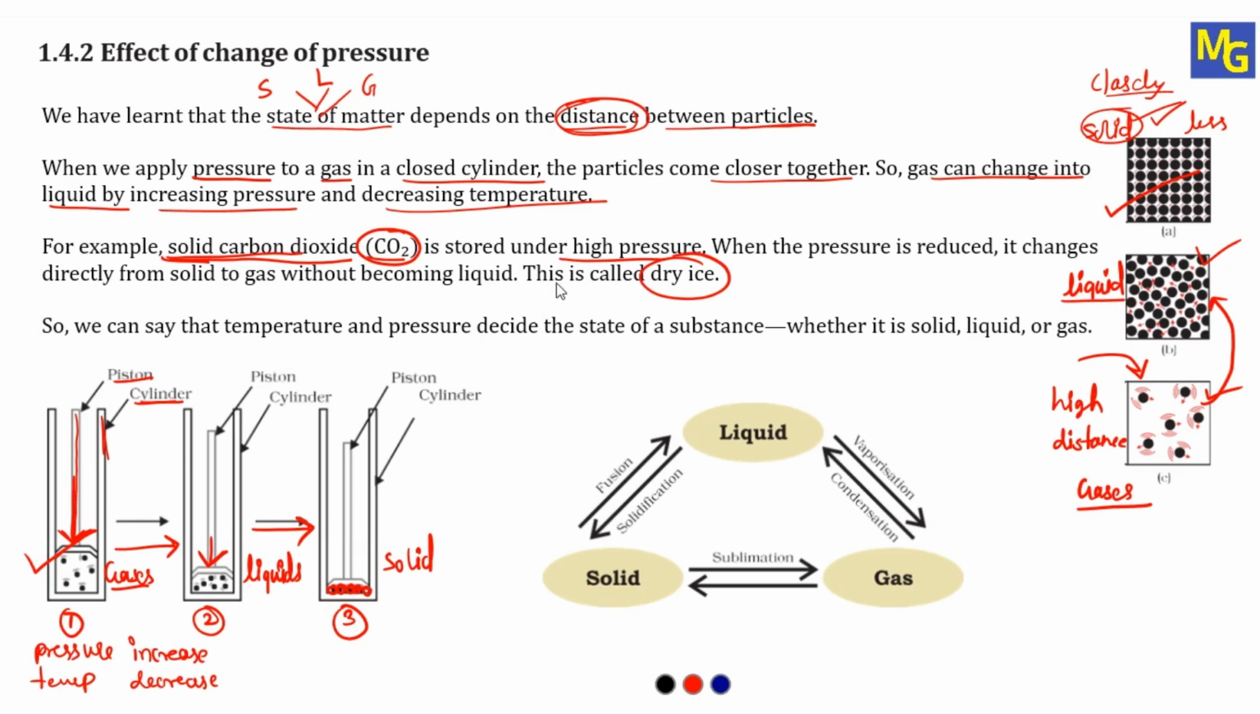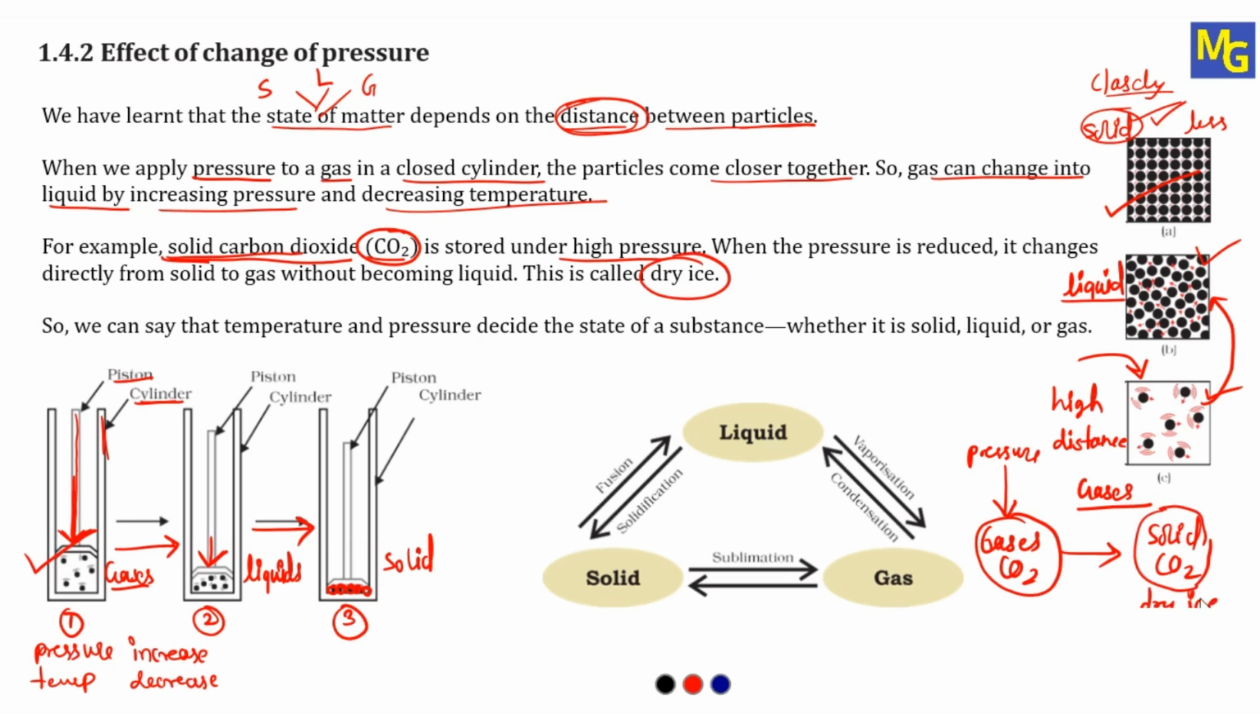Imagine this is gaseous CO2, let me write it once again. This is gaseous CO2. And on this CO2 gas, if you give pressure and the temperature is decreased, all these CO2 gases will convert into solid CO2. So this is solid CO2, and this is commonly called dry ice, which has many applications.